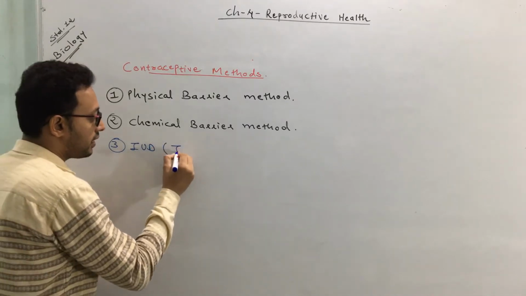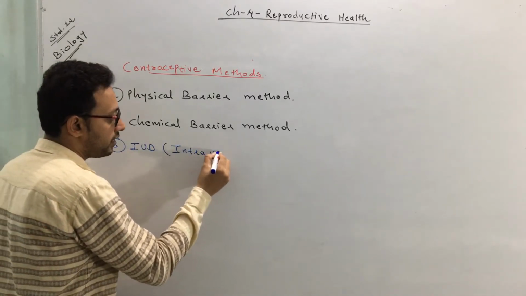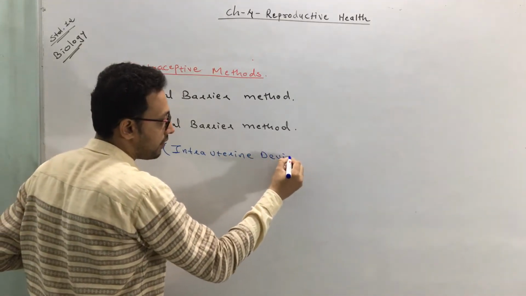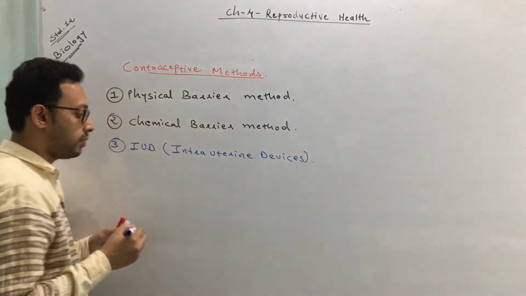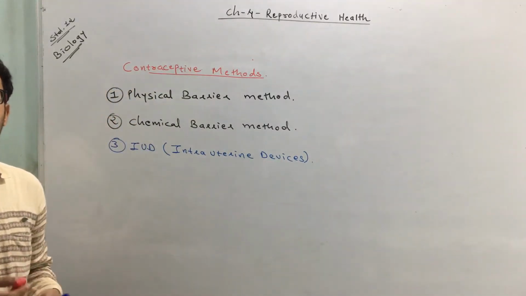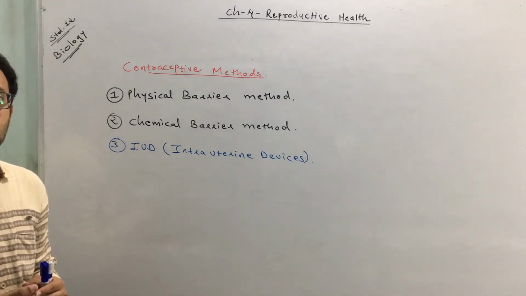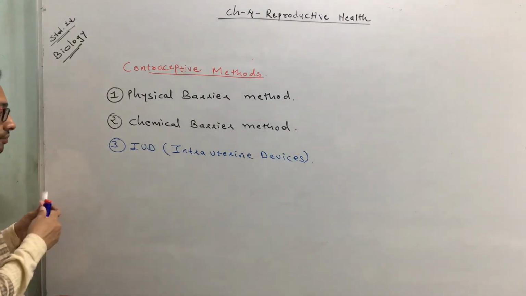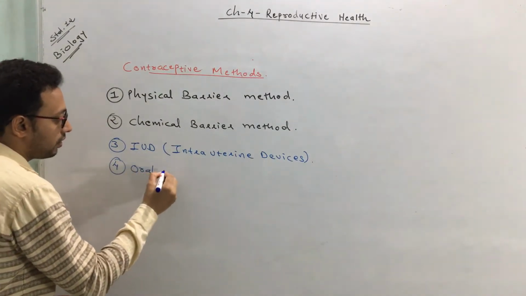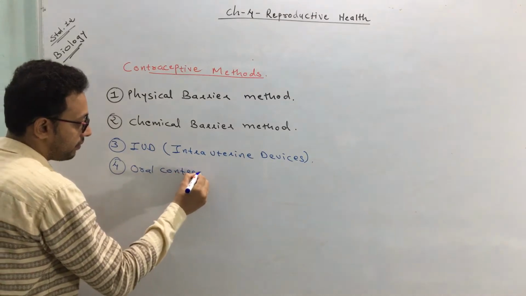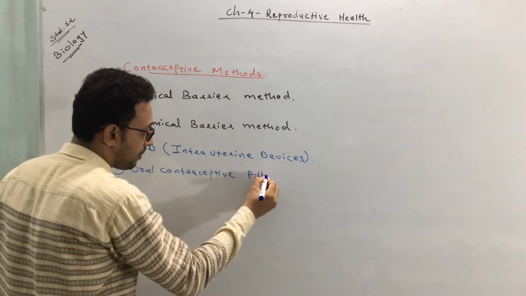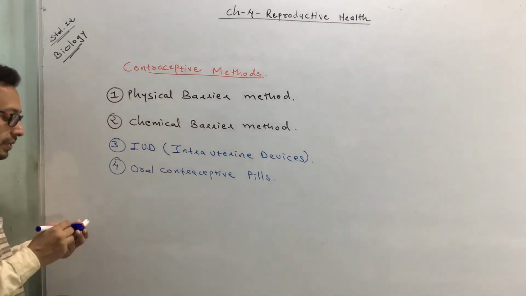The full form is intrauterine devices. These are the devices which are placed by an expert medical professional or nurse into the uterus that prevents conception or pregnancy. The fourth method is oral contraceptive pills. This is the fourth method, oral contraceptive pills.